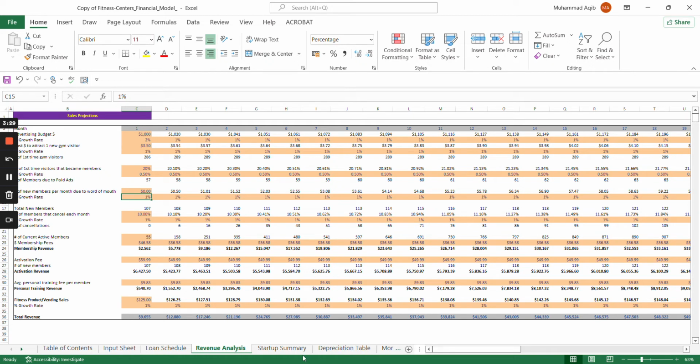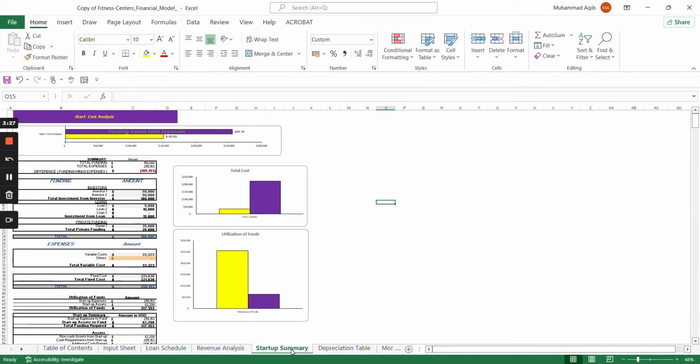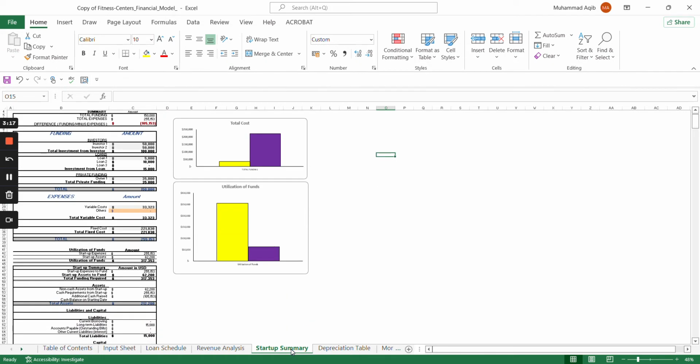Moving on to the startup summary. The startup summary shows the funding as well as the expenses incurred by the business. This helps the business to evaluate its expenses, where the expenses are occurring from, for instance, variable and fixed costs. This will help the business to reduce its costs in the long term.